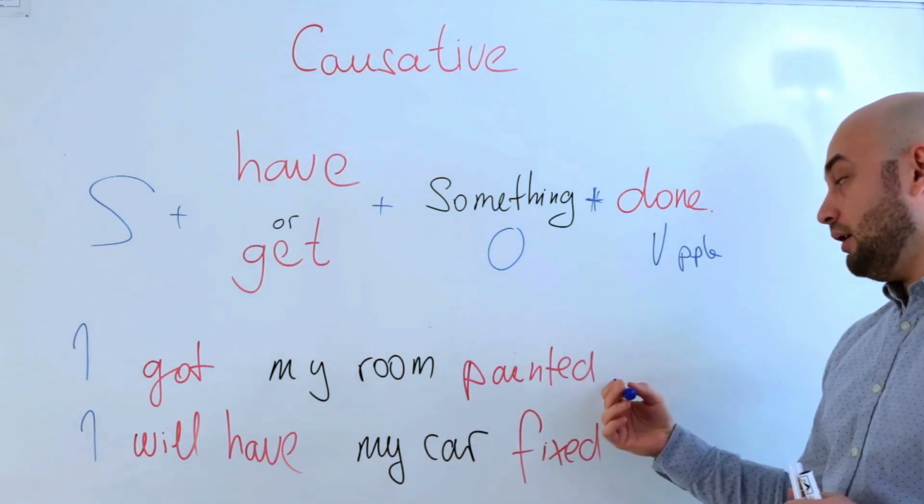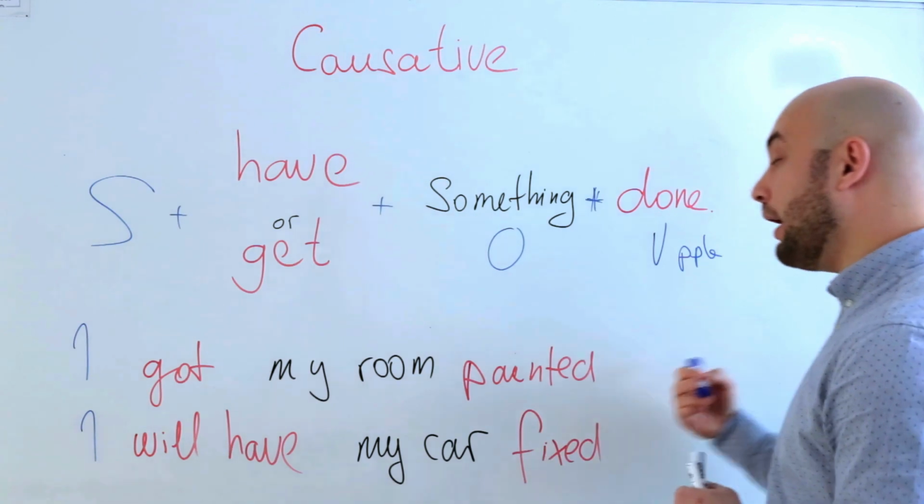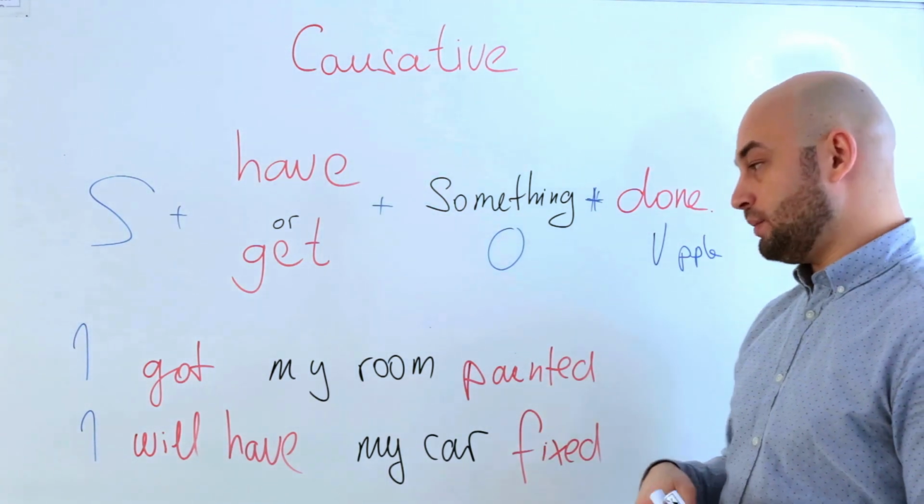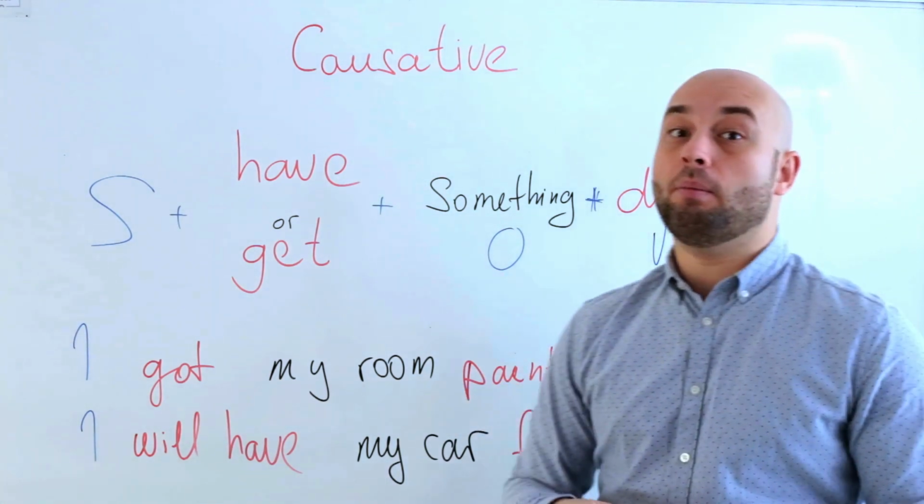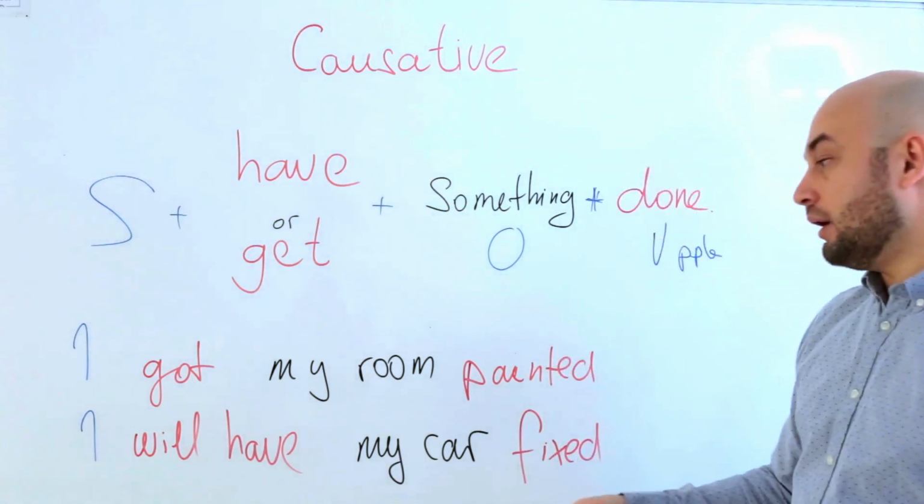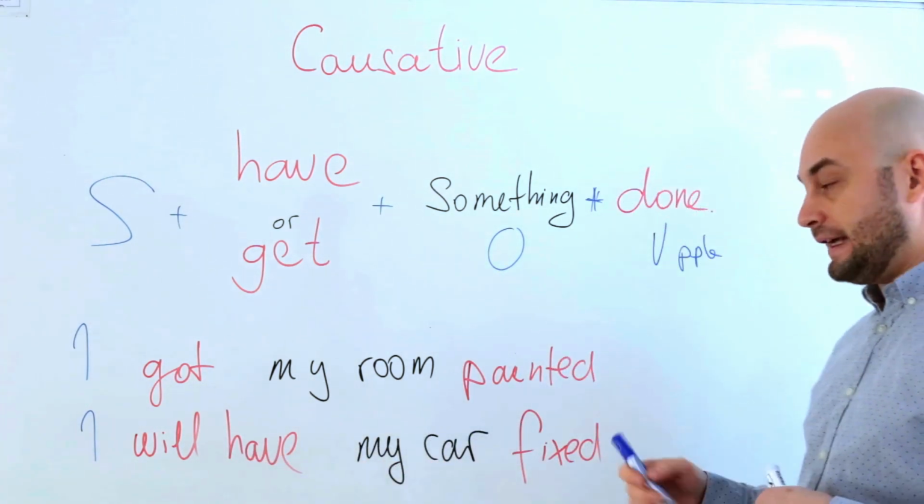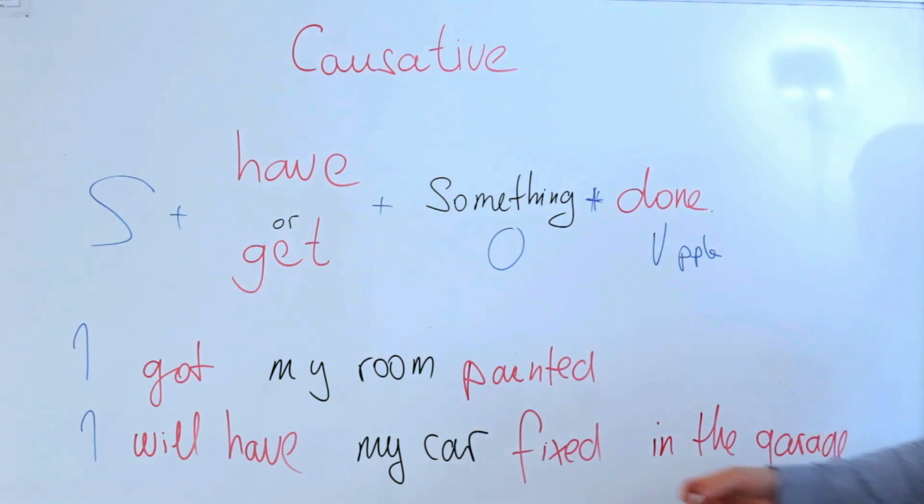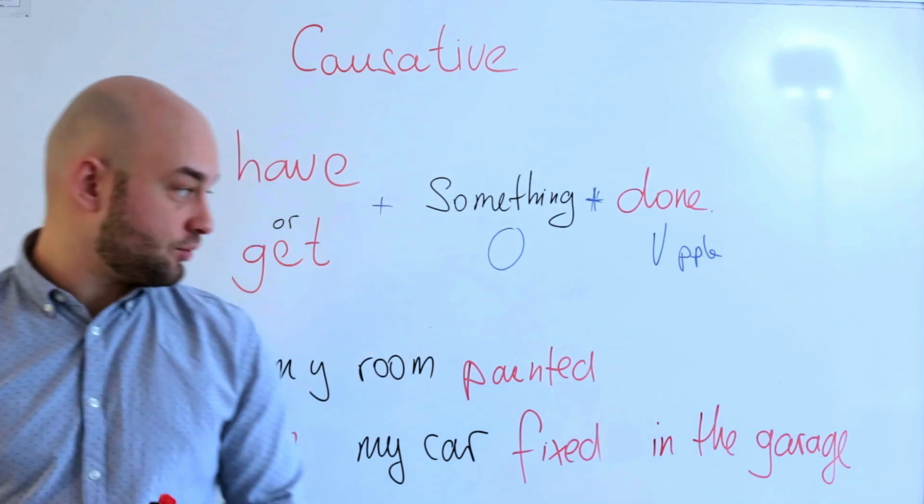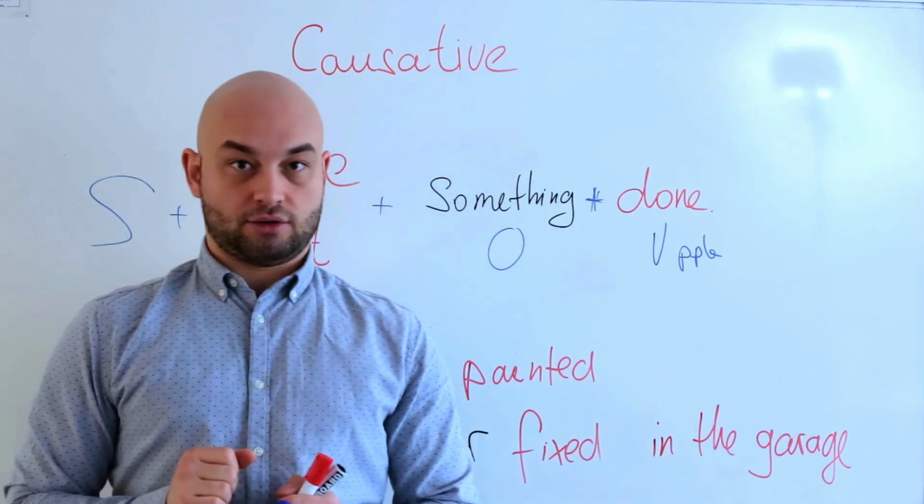And you could actually use that. You could add by whom the action was performed. I got my room painted by some workers. Or I will have my car fixed. I will have my car fixed in the garage. Okay? You can use that as well. But it's not necessary. Okay?